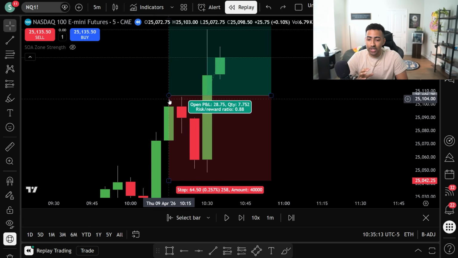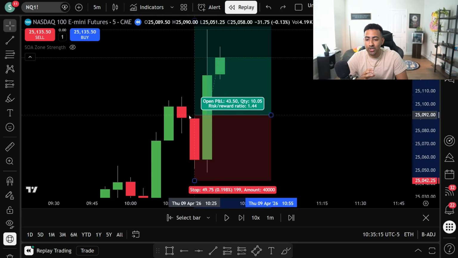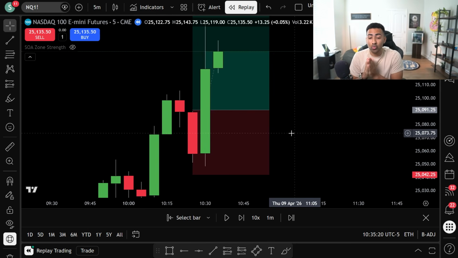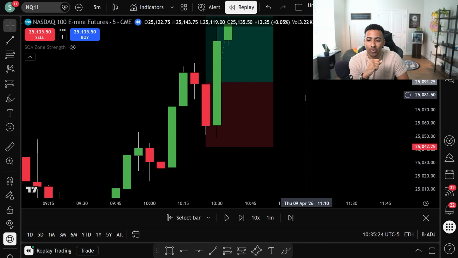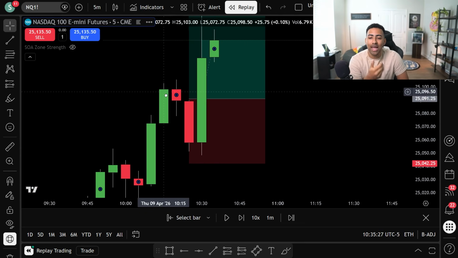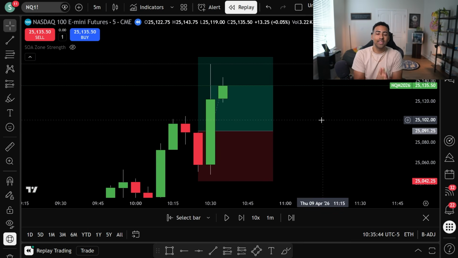Now, my strategy, whenever we actually take a look at my price action entries, they have a higher risk to reward ratio than all of these other strategies that exist in the market. And the reason why is because we are entering at potential new highs. And this takes us to the third step.